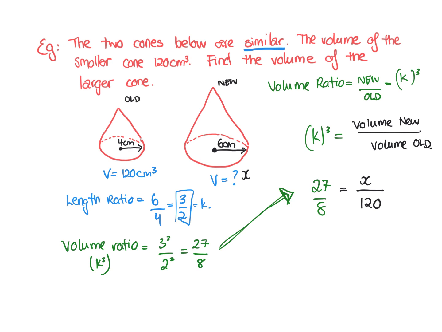Okay, so now that we've got that, what do you think we do? Good, we solve. Once we set up an equation with an unknown, we can always use our solve function. So when you do that, you get X equals 405. So I can now answer my question. Therefore, the volume of the large cone equals 405 centimetres cubed.